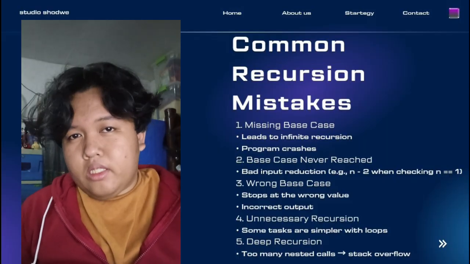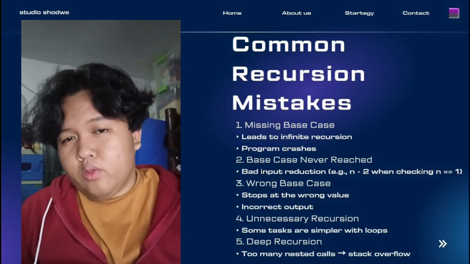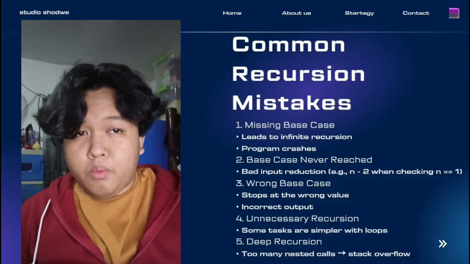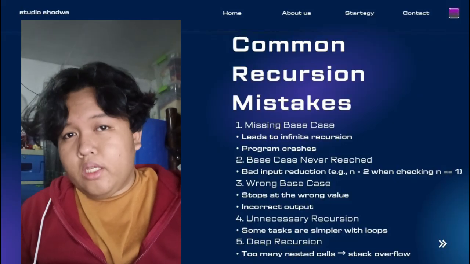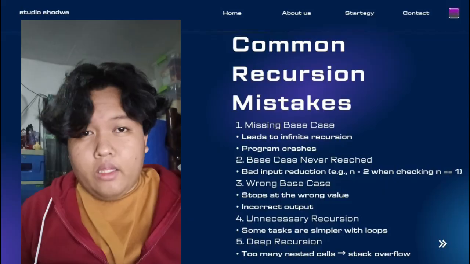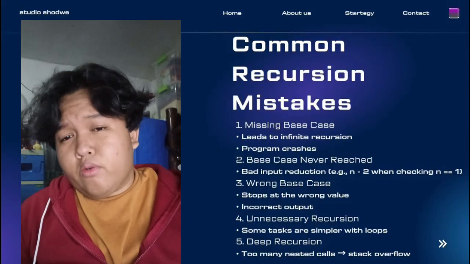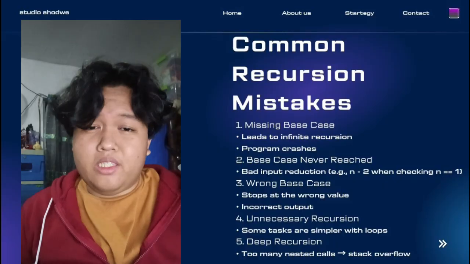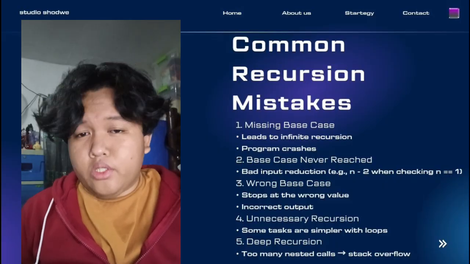The third common mistake is the wrong base case condition. The base case is present, like in mistake 2, but it doesn't cover all valid situations, for example, stopping only at 1 when the input can also end at 0. This creates errors, crashes, or incorrect results because the recursion doesn't stop when it logically should.